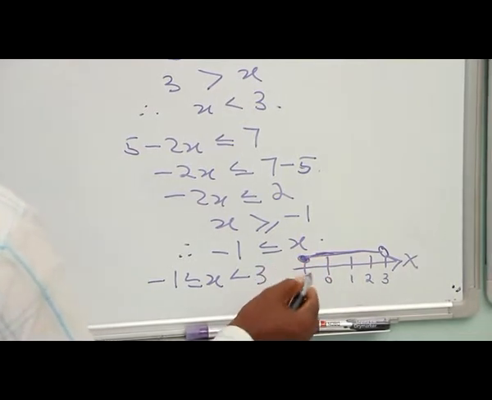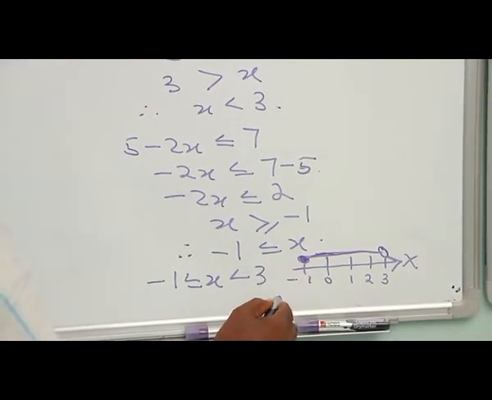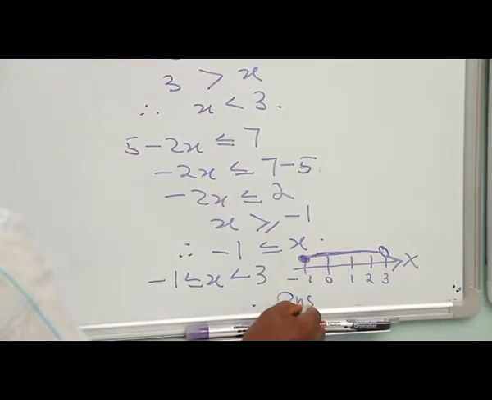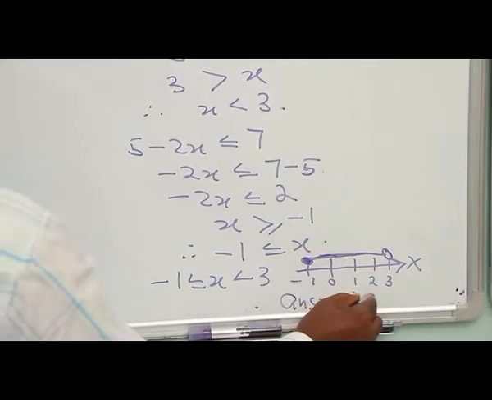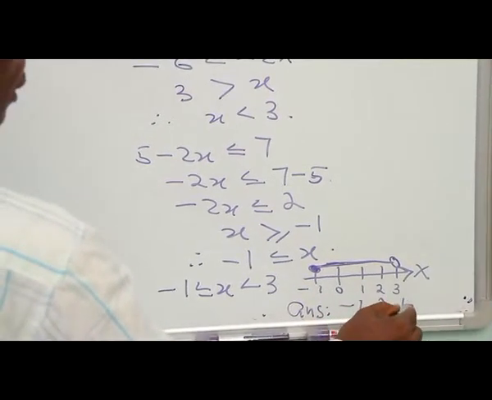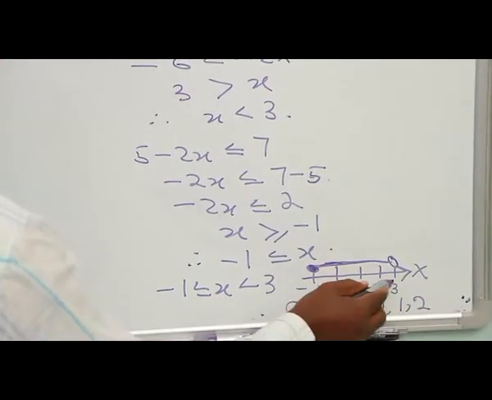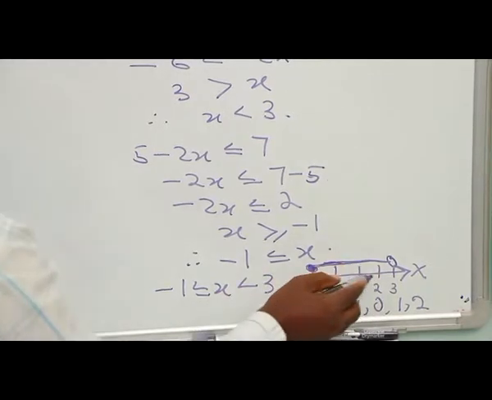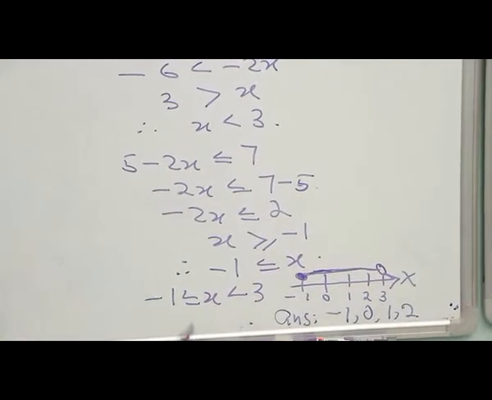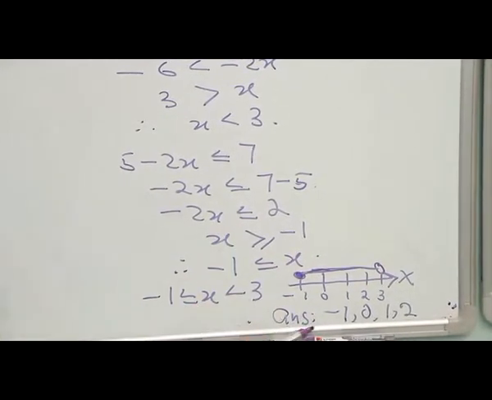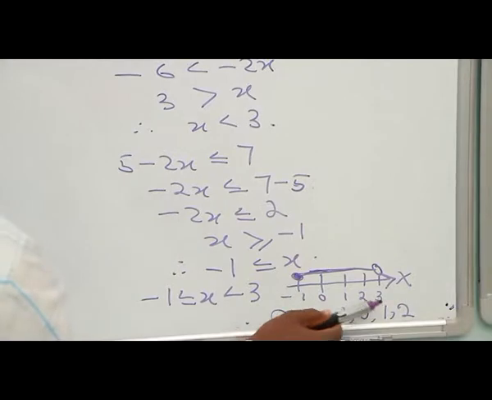Alright? So you have your answer. The answer, therefore, will be -1, 0, 1, and 2, because 3 is not part of the solution to this problem. So our actual answer, the integral values, are -1, 0, 1, and 2.